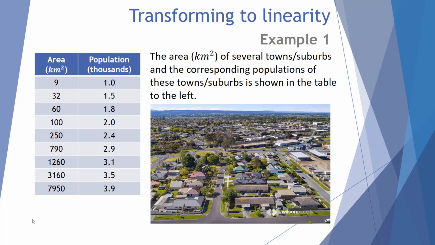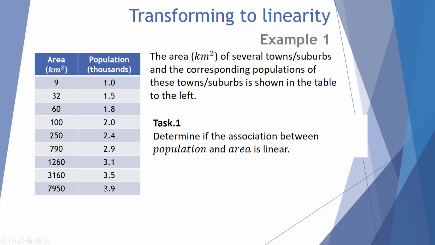So the question we have today: the area in kilometres squared of several towns and suburbs and the corresponding population of these towns and suburbs is shown in the table to the left. Okay, so this is all pretty self-explanatory. The area in kilometres squared and the population in thousands of people. So first of all, our first task, determine if the association between population and area is linear.